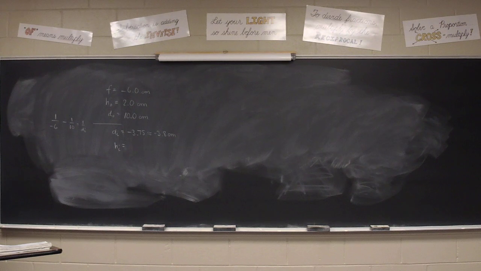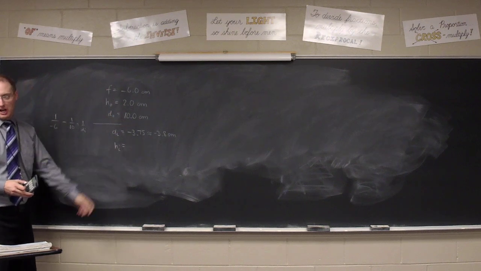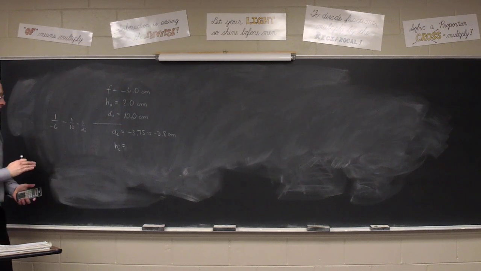We get the image distance, -3.8 centimeters, and it's sneaky because they gave us 3 sig figs here, but then they gave us 2 in the other spots. So we did have to round to the 2 sig figs.